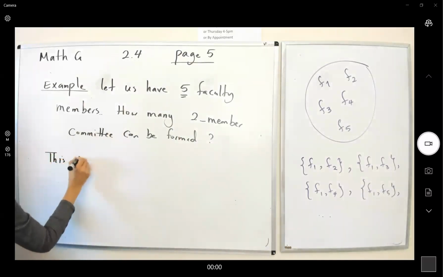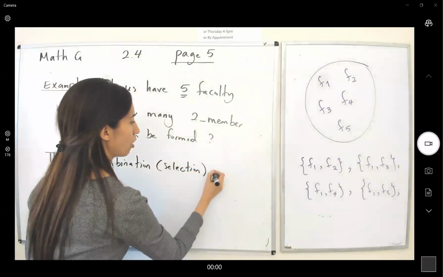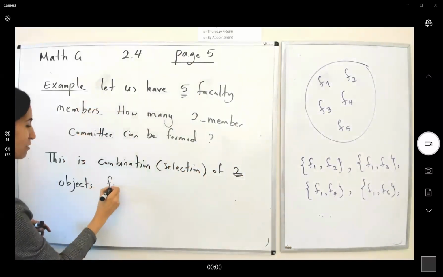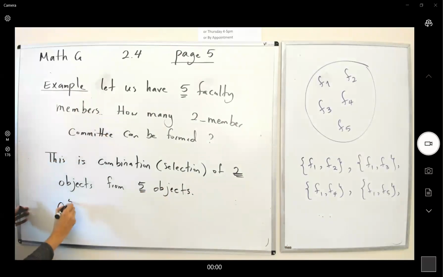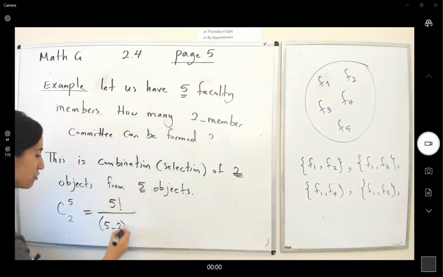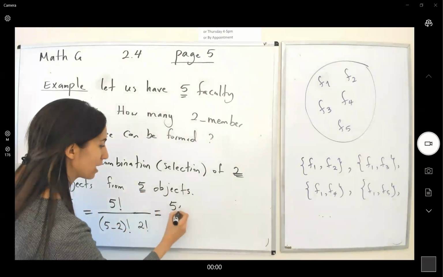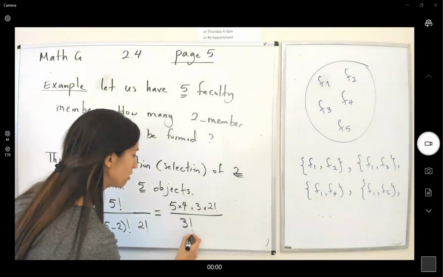This is combination or selection of two objects. In this case, you have faculty members, objects from 5 objects. So the combination of 2 out of 5, if you follow the formula, we get n factorial, 5 factorial, divided by n minus r factorial, 5 minus 2 factorial, times r factorial, which is 2. There we go. So let's simplify it as much as we can. First of all, I have 5 factorial. I can write it as 5, 4, 3, 2 factorial, divided by 5 minus 2, 3 factorial, 2 factorial.